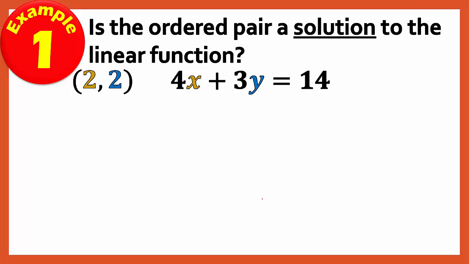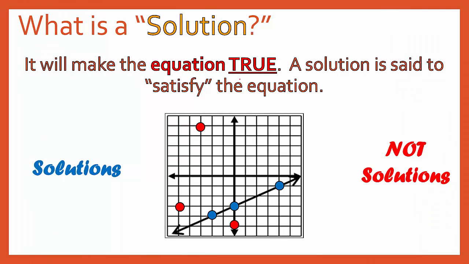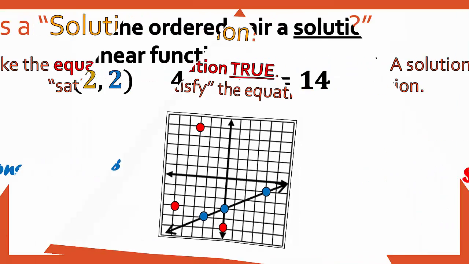Alright, so for example, we're being asked, is the ordered pair a solution to the linear function? We have the point (2, 2) and the linear function 4x + 3y = 14. All you have to do here is take your x value and your y value and plug them into the function and see if the right side and the left side match up. Important thing to note here: we are not doing anything going back and forth across the equal sign. We are only plugging in our x value for our x value and our y value for our y value. That's it.